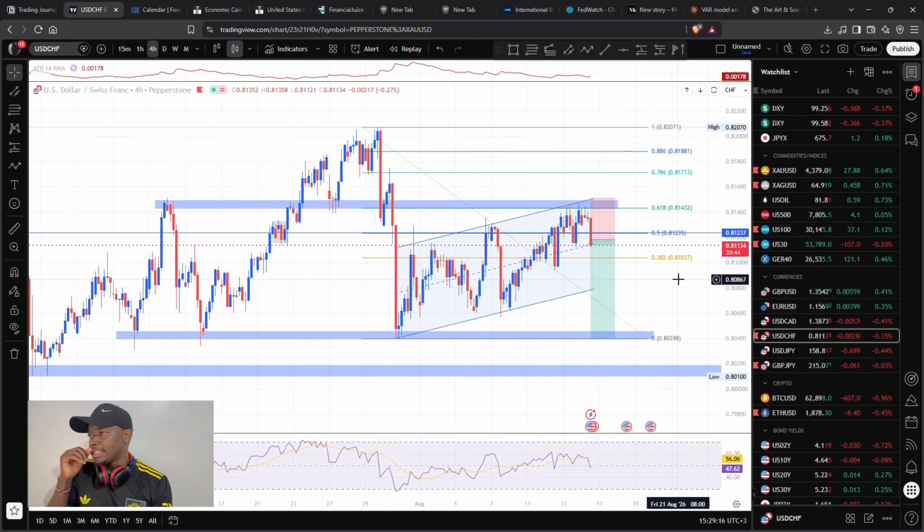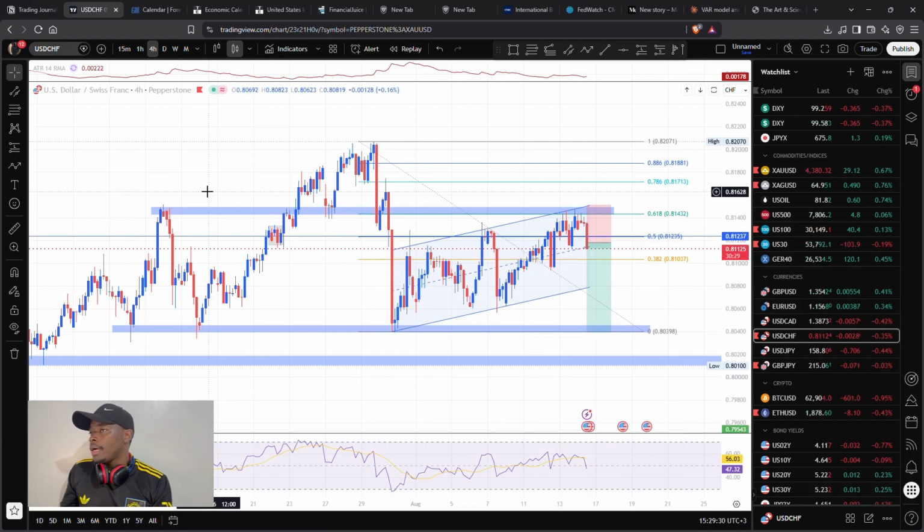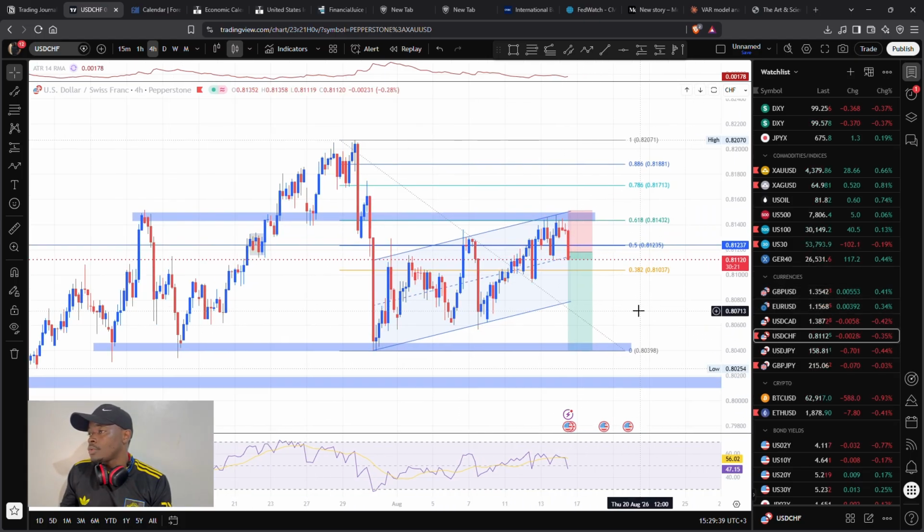right? I think at the time when I was making the video, price was around maybe 0.811, and I was waiting for it to shoot all the way to 0.814, which is a support and resistance zone. As you can see, price had bounced off from this area, bounced off from this area again, and now it looks like it will bounce off from that area as well.